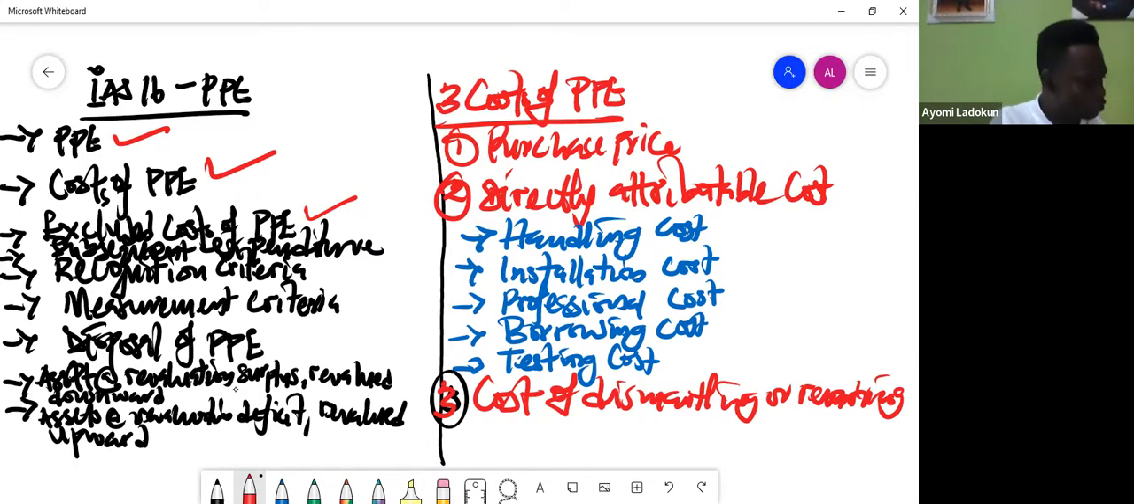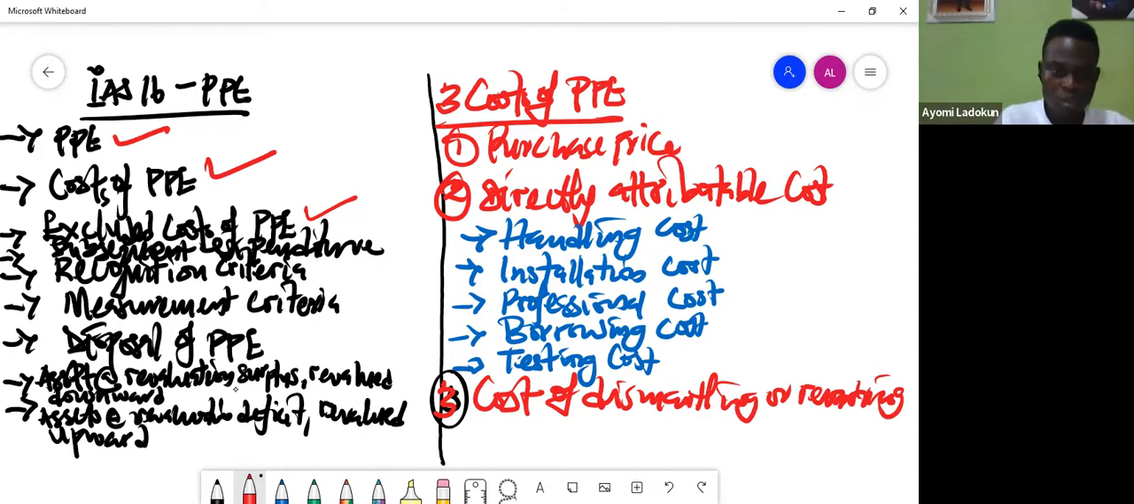So when you have cost of opening a new facility, or cost of introducing a new business or a new product, or cost of conducting business in a new location, or the administrative costs, they are excluded cost of PPE. So those are 4.